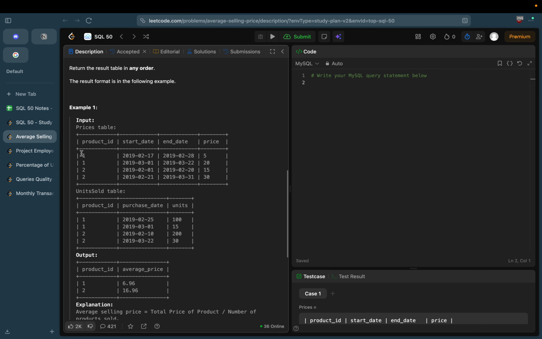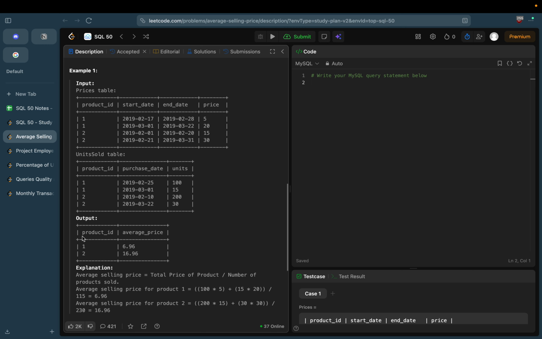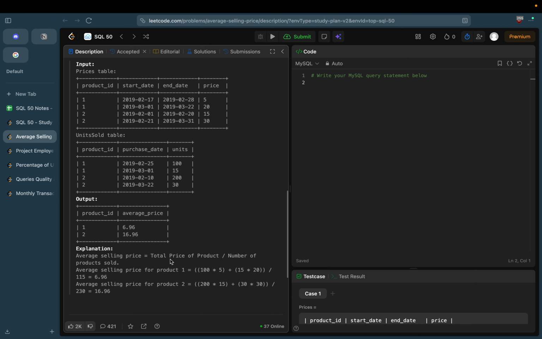Let's look at one of the examples. Here's the prices table. The products 1 and 2 are here with these ranges and corresponding prices. Then the unit sold table, again for product 1 and 2 at a particular date in the range, the number of units sold, and finally we are getting the output for each of the products and their average prices. The explanation: average selling price equals total price of product divided by number of products sold.